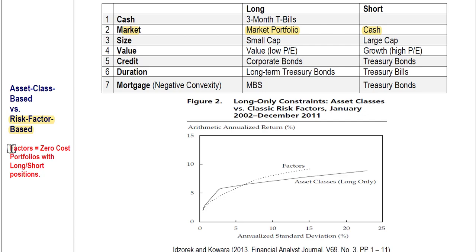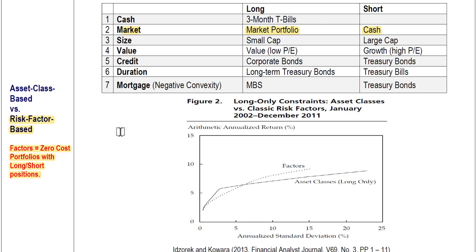Therefore, any factor is a zero cost portfolio with a long short position. Why zero cost? Consider the short: you sell the cash, you borrow cash, and use the cash to buy the portfolio. So you basically have no cost.